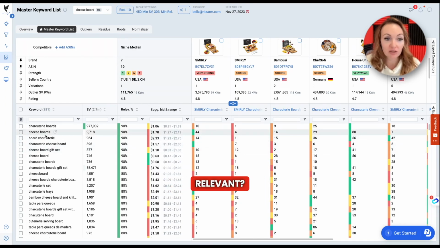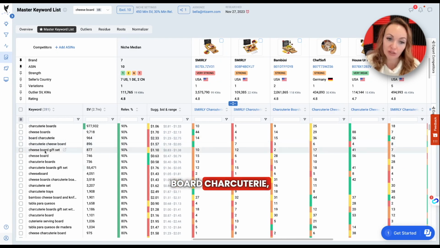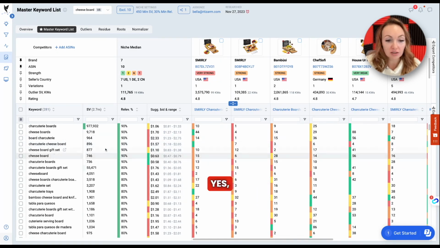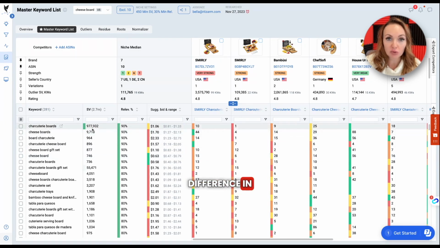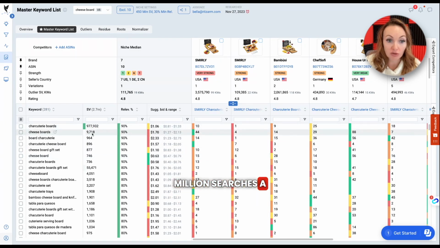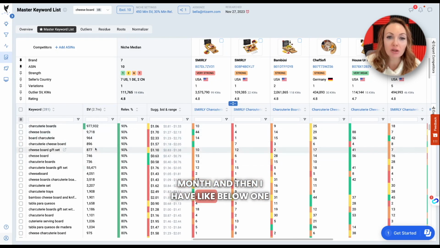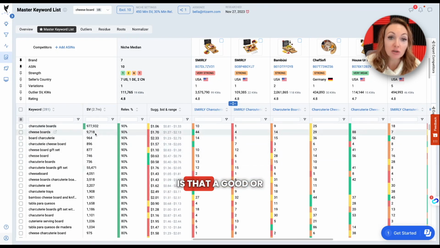Cheese boards, relevant? Yes. Board charcuterie. Yes. Charcuterie cheese board. Yes. And what do I see here? It's a huge difference: almost 1 million searches a month, then 9,000 searches a month, and then below 1,000 searches a month. Is it a good or bad sign?